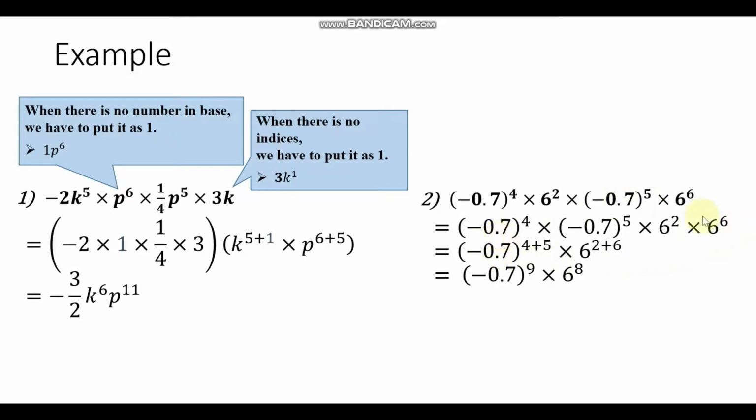After we arrange all the index forms with the same base, we can start to calculate the value of index. So we add 4 with 5, and then for the base of 6 we add 2 with 6. And finally we got the answer: negative 0.7 to the power of 9 times 6 to the power of 8.